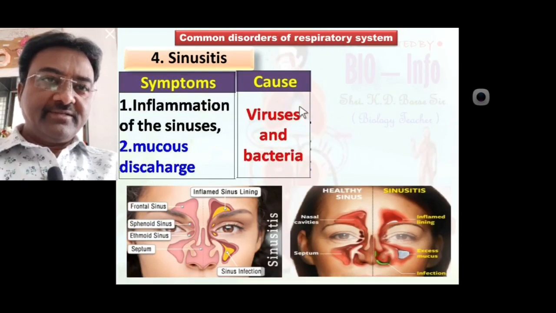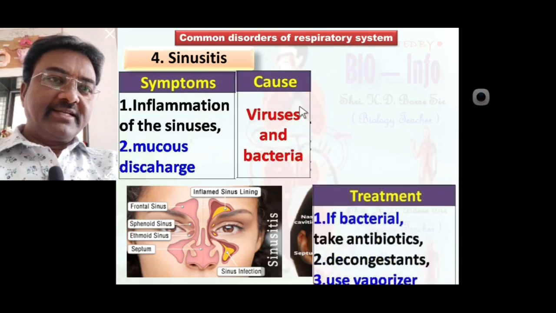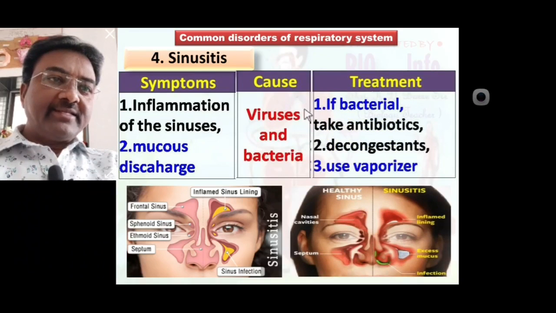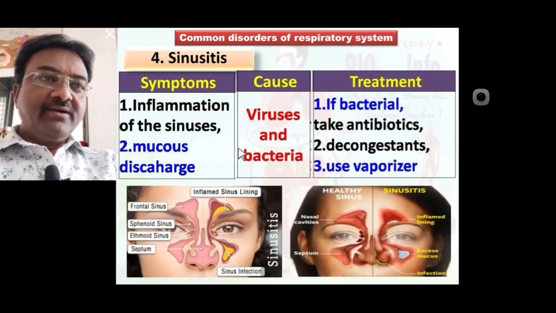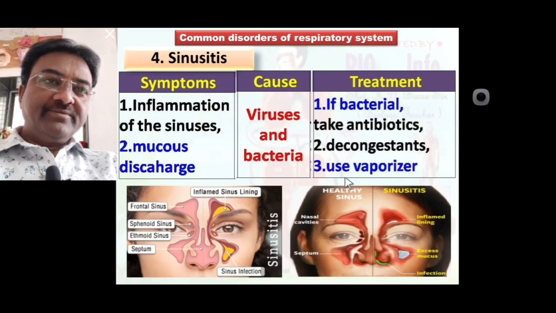Sinusitis is also a viral or bacterial disease of the respiratory system. Sinusitis is treated as follows: if it is bacterial sinusitis, take antibiotics, decongestants, and use vaporizers. Always remember, here we noted the different symptoms of sinusitis, how sinusitis is caused by viruses and bacteria, and how to treat it. If bacterial sinusitis, take antibiotics, decongestants and use a vaporizer. Up to this we discussed in detail.